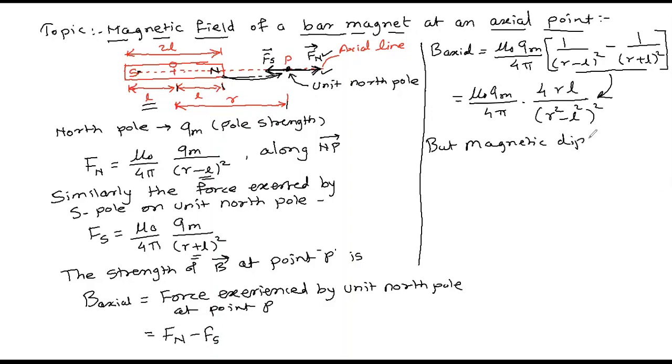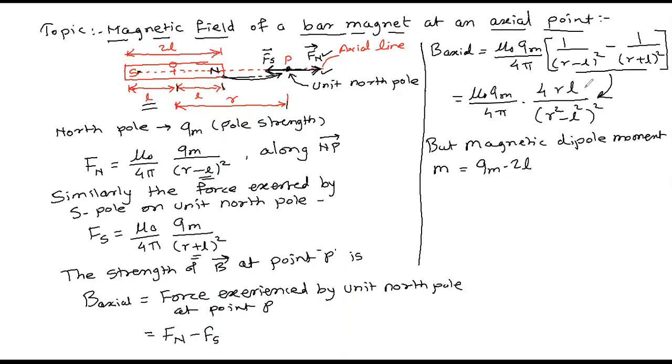Magnetic dipole moment is given by M = Qm × 2l. You are aware of this magnetic dipole moment, which is given by small m equal to Qm, the pole strength of the North Pole, as well as the pole strength of the south pole, into 2l.